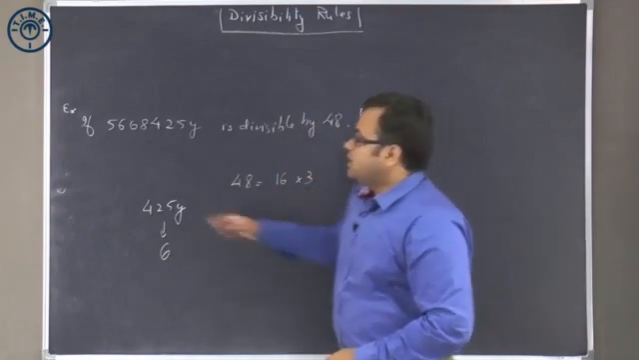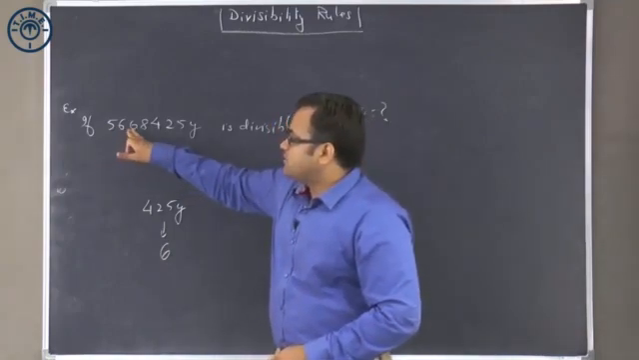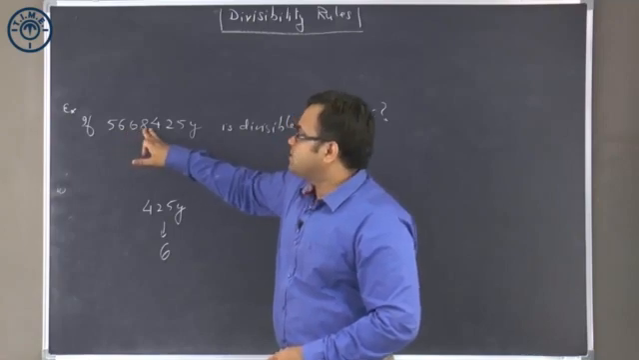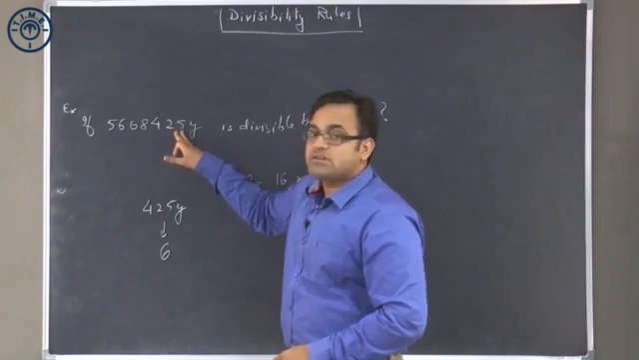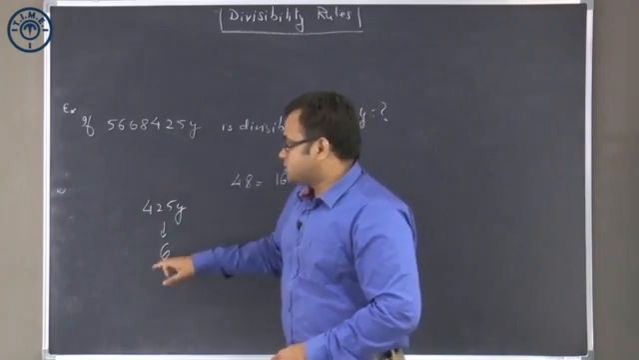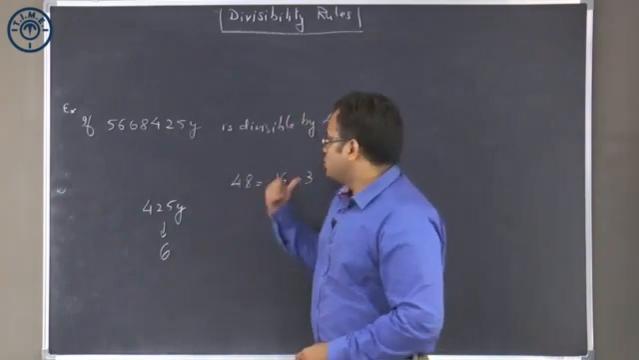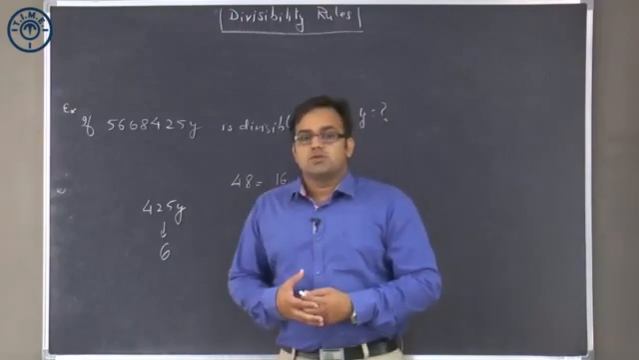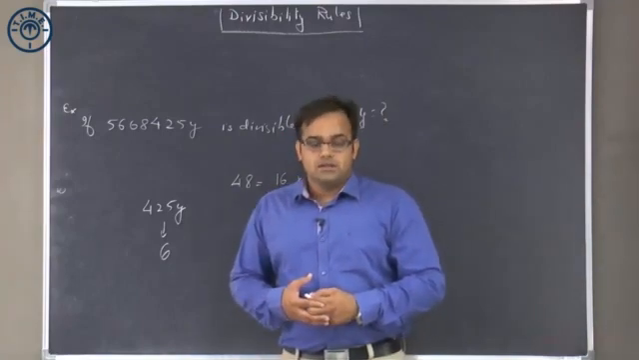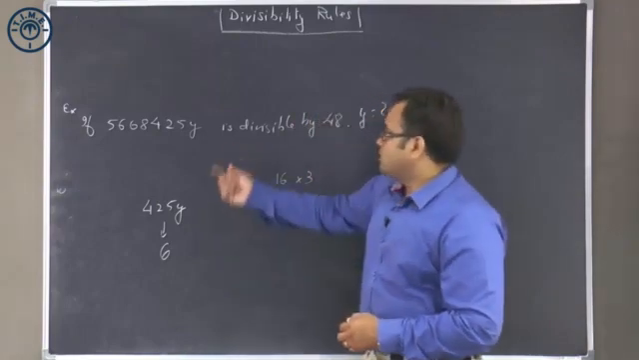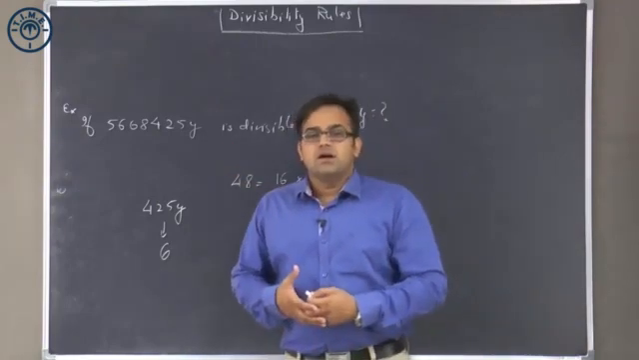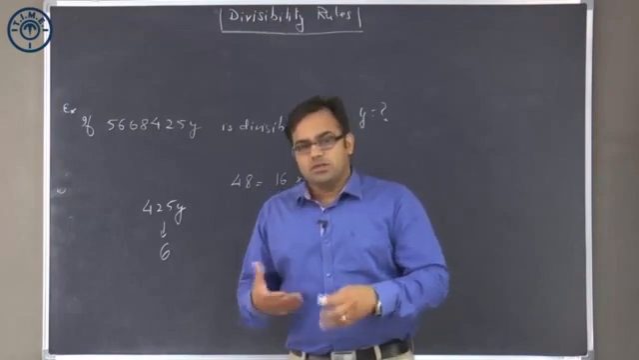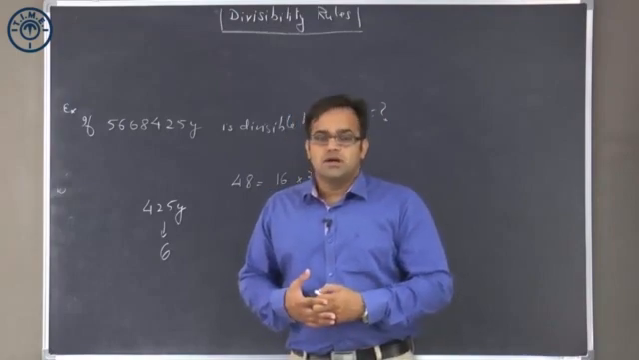Checking for 3: 5 plus 6 is 11, 11 plus 6 is 17, 17 plus 12 is 29, plus 2 is 31, 31 plus 5 is 36, 36 plus 6 is 42. 42 is divisible by 3, so this number would also be divisible by 3, which means that the overall number becomes divisible by 48. So that was a very simple example of the application of the rules for composite numbers to division.